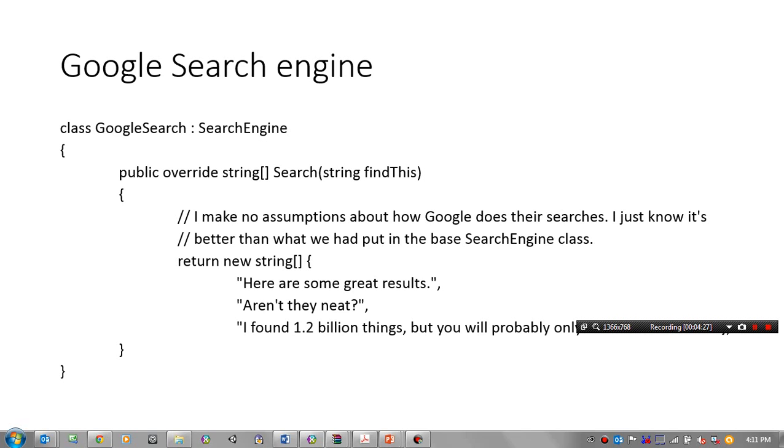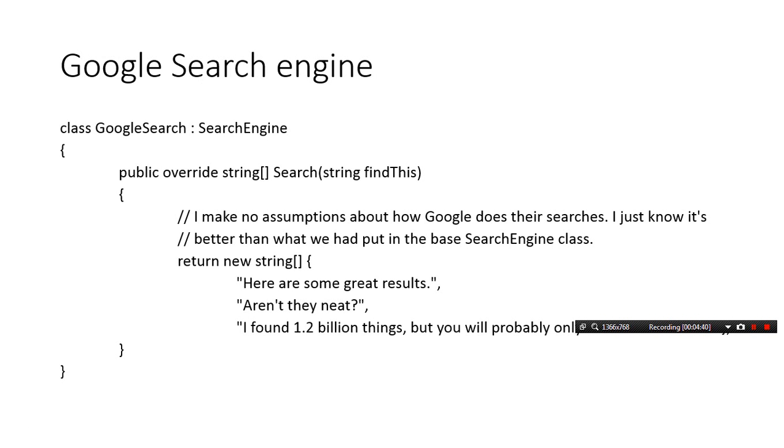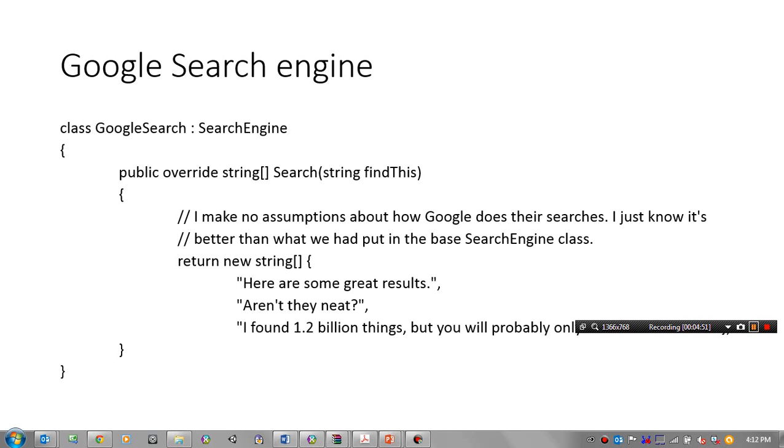Okay, so here we see that the search method is overridden from the search method that was defined in the parent class. Here we've got public virtual Search, which takes search string findThis, and here we have it returning new string, and here's some results that it's returning for the Google search. Notice that there's 3 different arrays. And so these three different possibilities are returned from the search method.